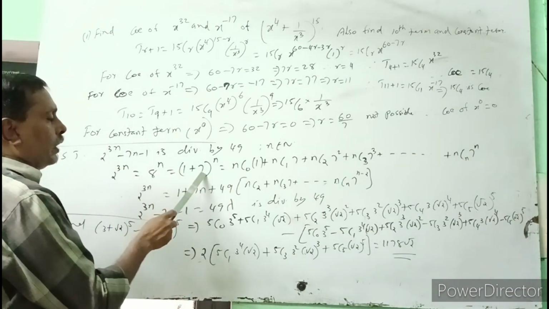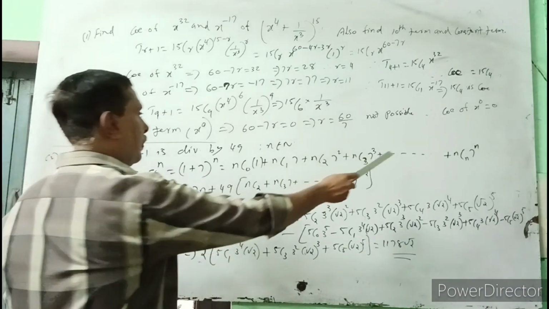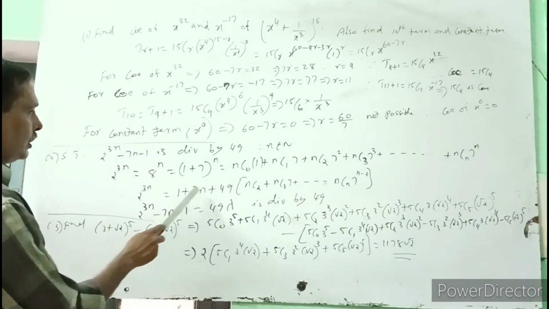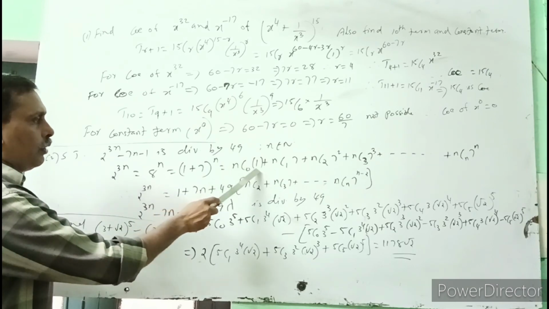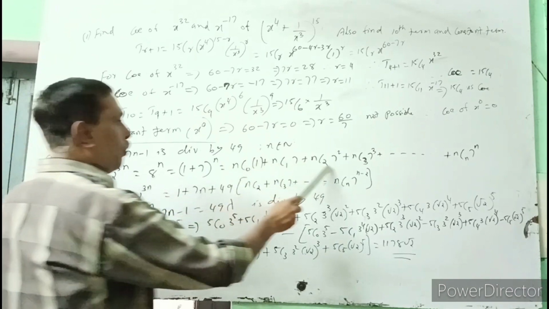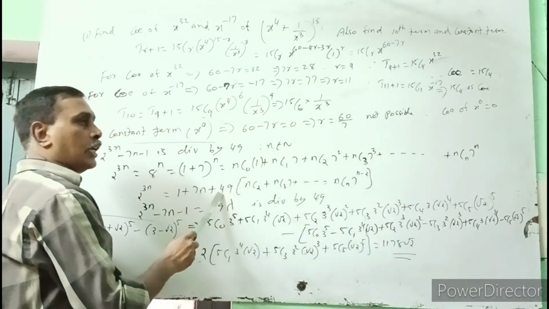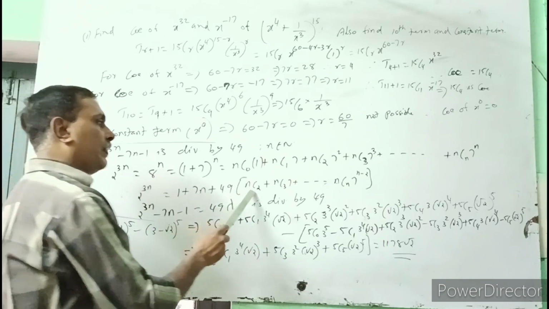So this is the same as (1 plus 7) the whole raised to n, expanded. Then only the first two terms are simplified. 2 raised to 3n is equal to 1 plus 7n, and in all other terms you will get 7 square as a common factor, that is 49 as a common factor.